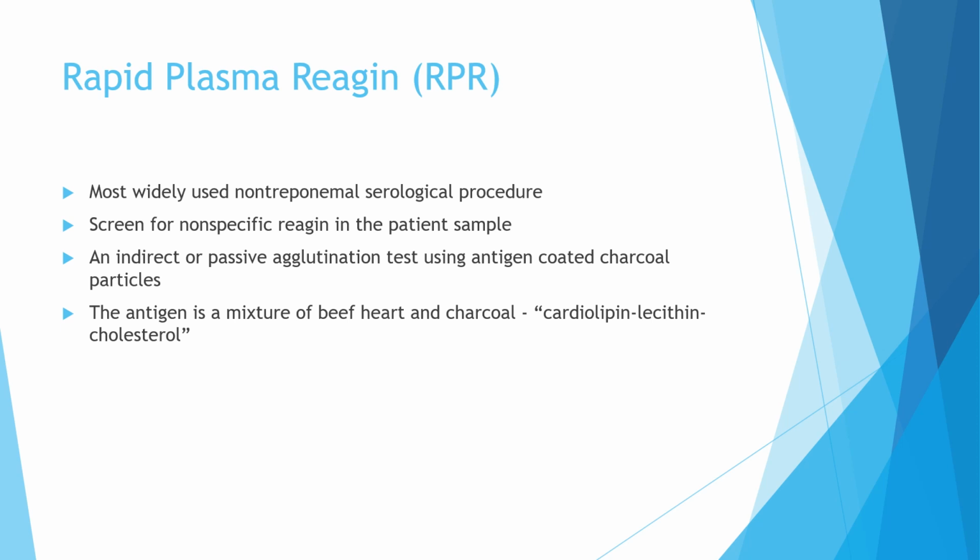It is an indirect or passive agglutination test using antigen-coated charcoal particles. The antigen is a mixture of beef heart and charcoal, and that is known as cardiolipin lecithin cholesterol. So in this test, the antigen is cardiolipin lecithin cholesterol, and the antibody is non-specific reagin. Together, we look for passive agglutination where the charcoal particle and the patient's serum combine.